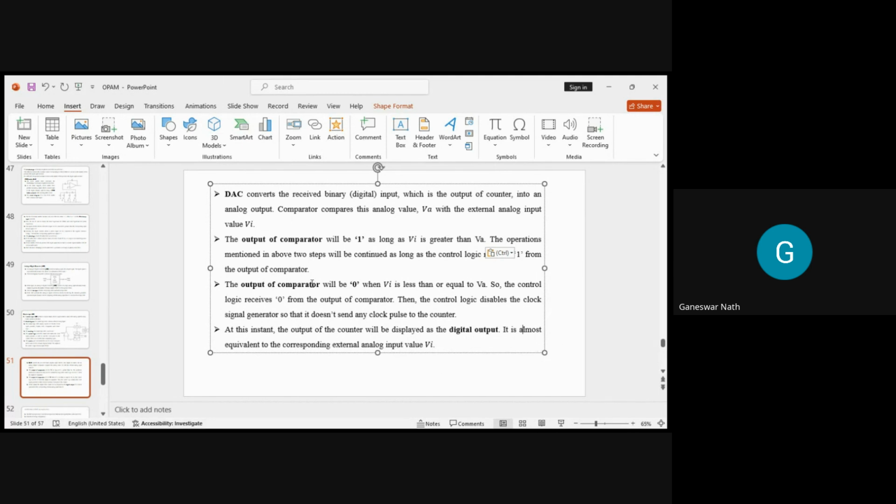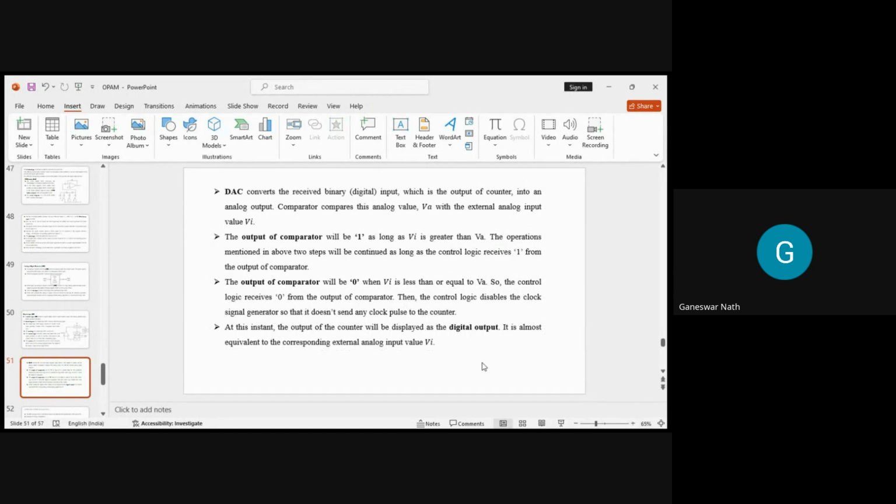So at this instant, the output of the counter will be displayed as the digital output, which is almost equivalent to the external analog input, that is VI. So depending upon the comparator output 1 and 0, comparing the feedback with VI, which is less or equal, we get the digital output here.